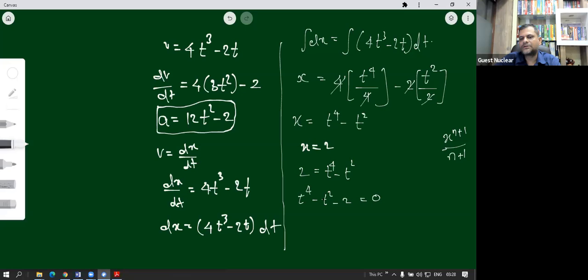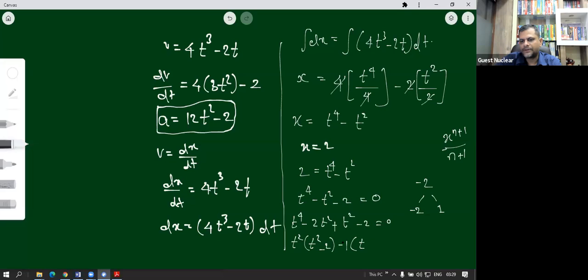This becomes a quadratic equation in t², right? We can solve it by the factorization method. Minus 2 can be factorized as minus 2 and plus 1, which adds up to minus 1 also. So we can split this −t² as −2t² + 1t², so that we get t⁴ − 2t² − t² and −2 as it is, which is equal to 0. Then we take t² common from the first two terms to get t² − 2 in the bracket, and minus 1 common from the next two terms.